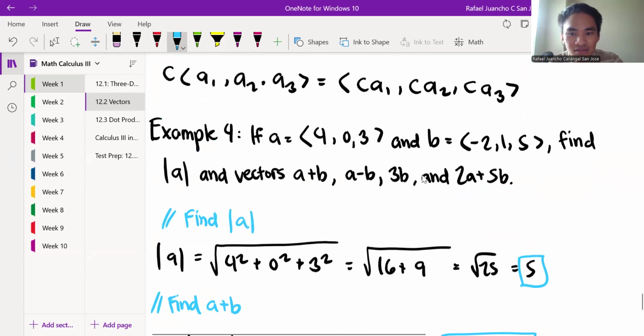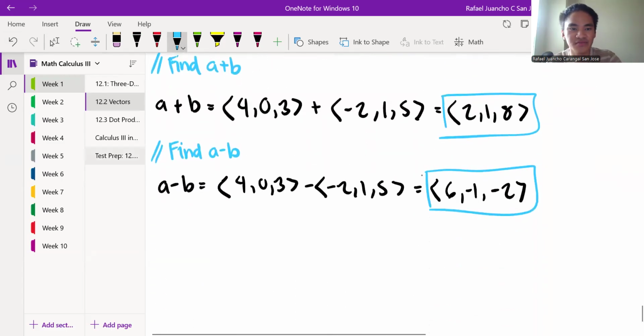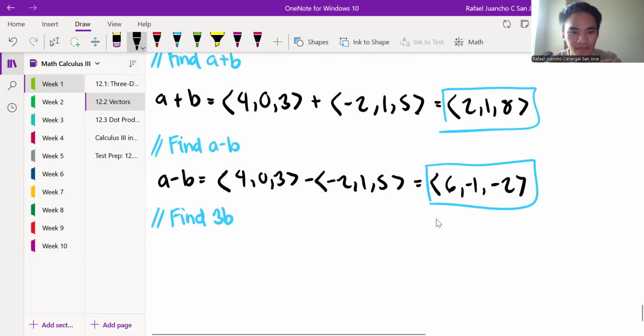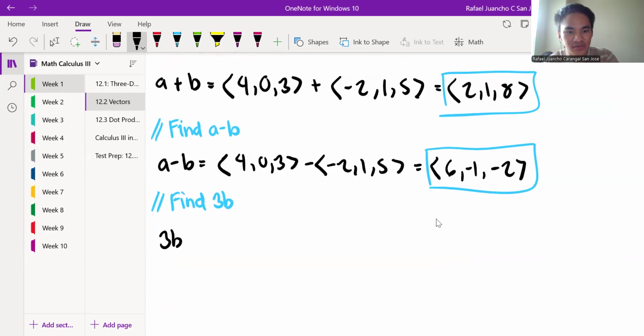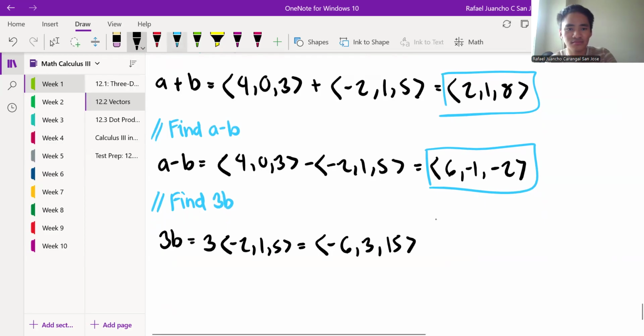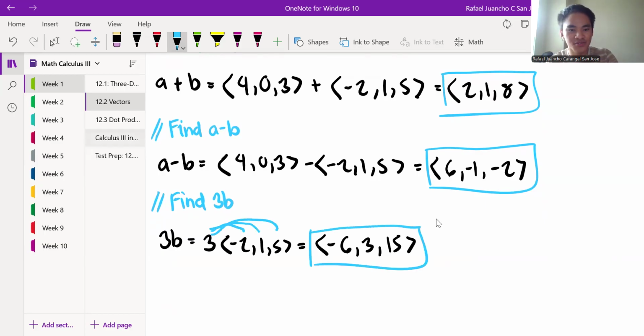You have more? Oh, you have 3b and 2a plus 5b. So remember that scaling thing, right? So 3b is 3 times the components of b. So we just multiply each. So we have negative 6, 3, 15. Because we basically just multiplied each of those.